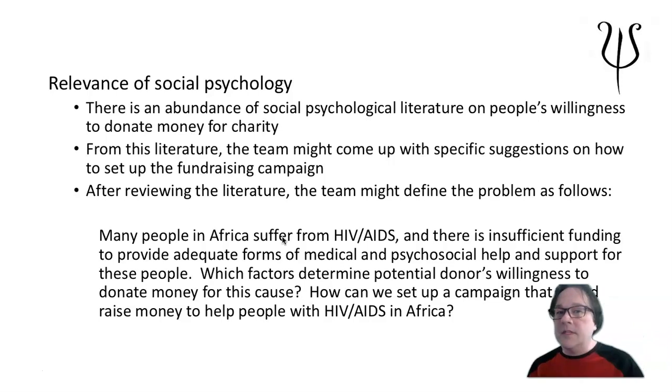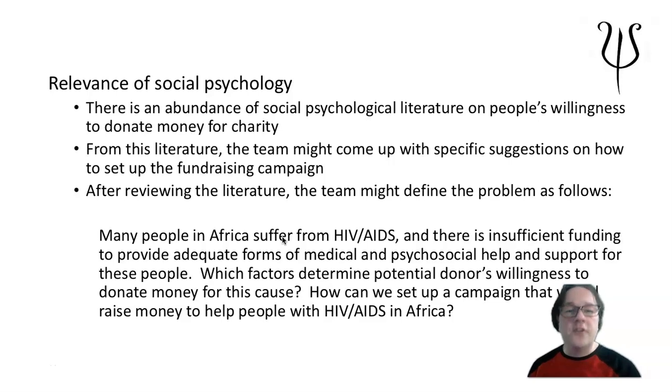Now remember the limitations of this data, but from this literature, the team might come up with a specific suggestion, or suggestions, plural, on how to set up a fundraising campaign. So once they've identified the issue, who it's affecting, and some potential things they can do, they're going to hit the books, essentially. Well, in our case, you're going to have to hit the scientific literature, mostly peer-reviewed journal articles.